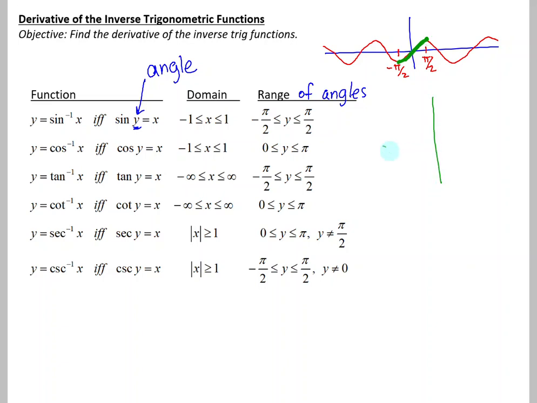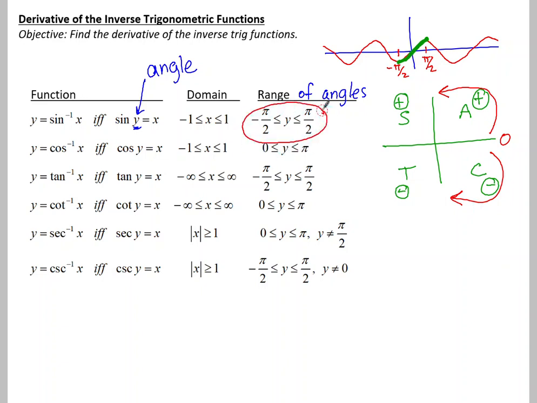If we think of a coordinate plane and the unit circle, I always like to remember "All Students Take Classes" for the sign, positive or negative, of our trig functions. Sine, well, all of them are positive in this quadrant. Sine is positive here and negative here and here. So thinking of our unit circle, we need to pick a quadrant close to 0 that has positive sine values and a quadrant close to 0 that has negative sine values. So that's another way to think of our restriction on the range of angles.